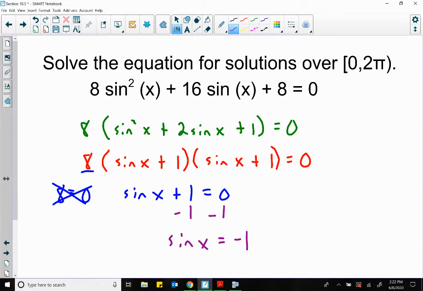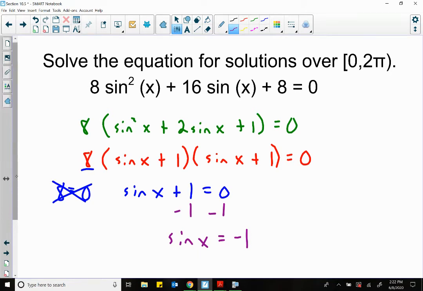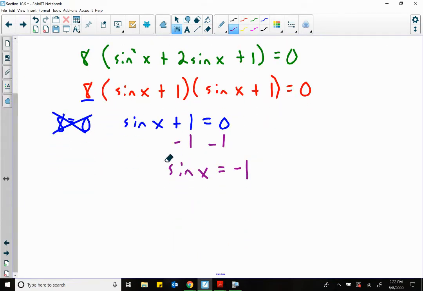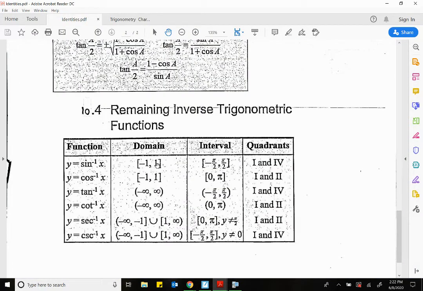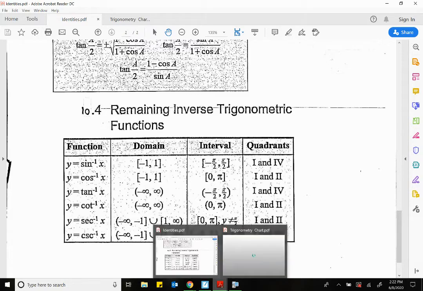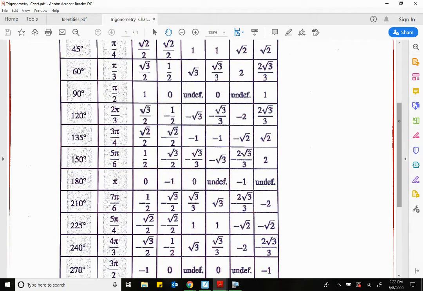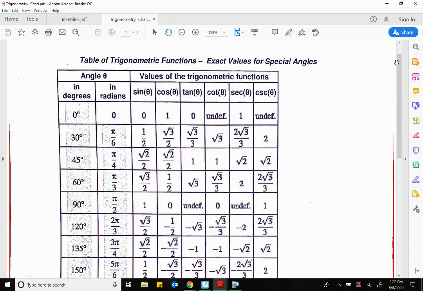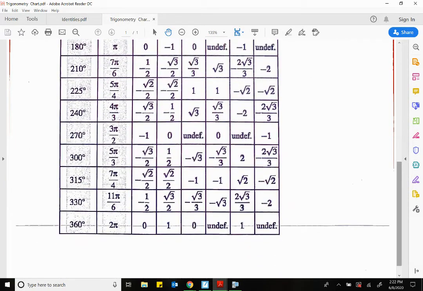So then you just set sine equal to -1 because that's our trig function. How do I get sine by itself? Inverse trig. Sine inverse. And can we do that? Yes, we can. It's part of our domain. And so we just need to go through to our chart and find when sine is -1. So sine is this first column here. So where is sine -1? There we go, right here. Sine is -1 at 3 pi over 2.